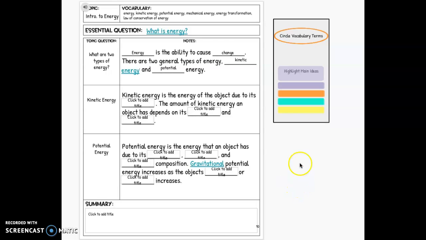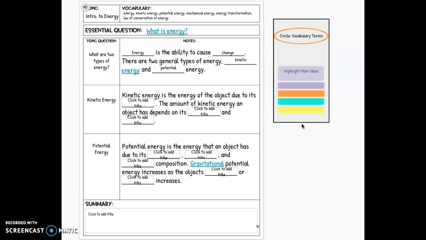So the first thing I'm going to do is look at my topic and my vocabulary words. So intro to energy is my topic, and I have all my vocabulary words listed here. While I am reading back through my notes, I am going to use this list of vocabulary words to circle them in my notes, and I'm going to use my highlighting tools over here to highlight some of my main ideas.